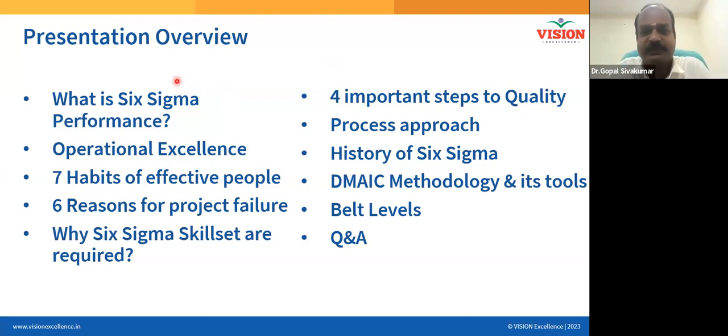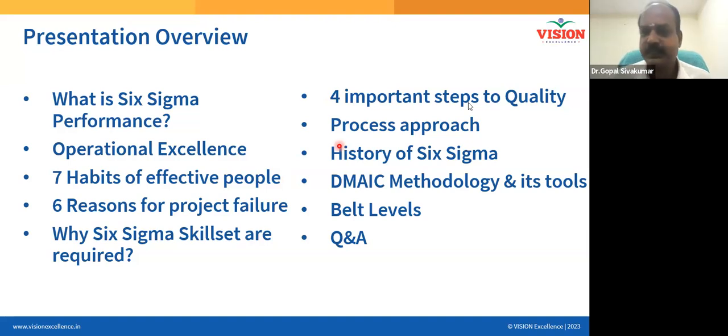What is operational excellence? And this topic I picked up from a famous book written by Stephen Covey, 7 Habits of Highly Effective People. So how can we equip ourselves so that we can demonstrate a similar skill set in our workplace, right? We are going to understand that. And 6 prime reasons for project failure. If a project is failing, what are those reasons? So that we can at least take some preventive measures to ensure our project doesn't fall.